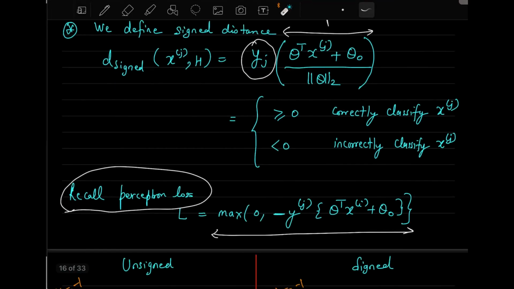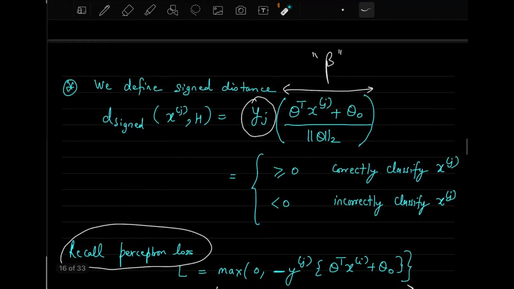If you do not have any doubts related to this, then what we are calling this particular thing is the signed distance. Note that we call this value the signed distance because the values can be either greater than 0 or less than 0. Whereas in case of unsigned distance, all the values were greater than 0.